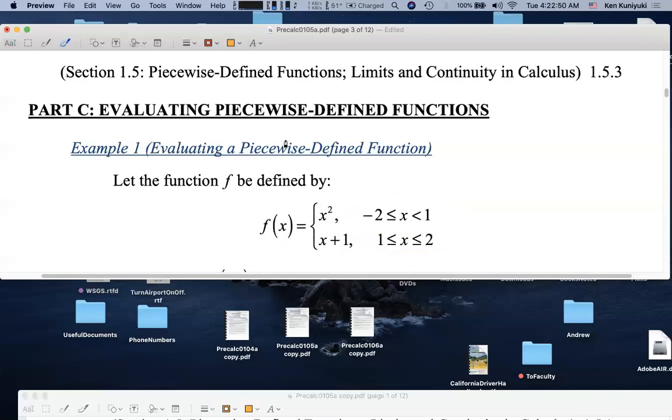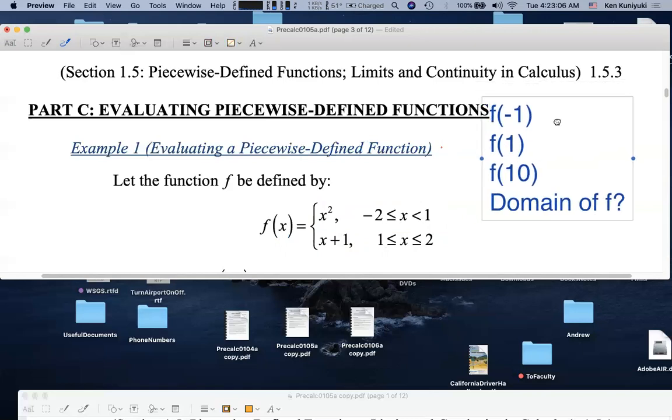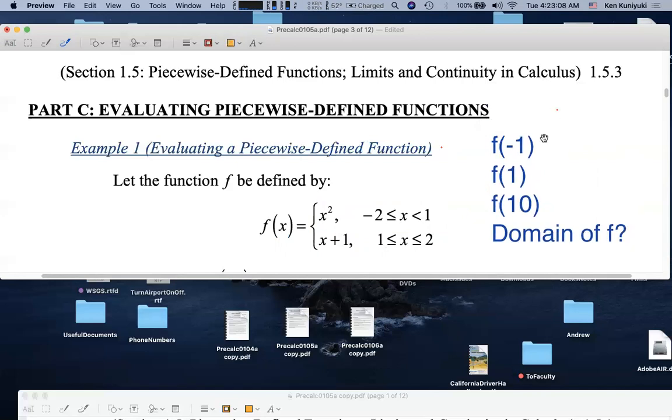4 questions for you. What are f of -1, evaluate that, f of 1, f of 10, and what is the domain of this function? Evaluate these 3 function values and find the domain. I'll give you 30 seconds.